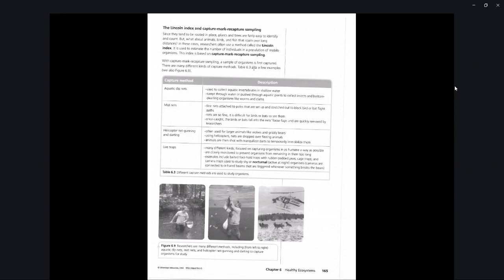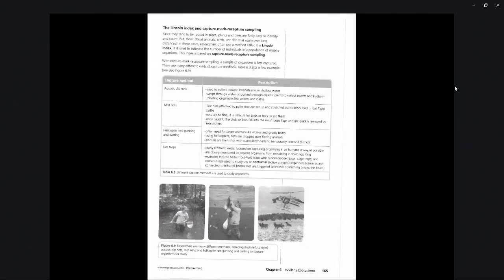Okay, so there's lots of different capture methods. And table 6.3 and figure 6.9 show all the different capture methods. So the first one in table 6.3 is aquatic dip nets. So you can see down on the bottom, they show the biologist there at the bottom in figure 6.9, and they're using an aquatic dip net. And they're in water that they can walk in, and you walk through and you collect insects, organisms, worms, clams, that type of thing. But it would be very shallow water.